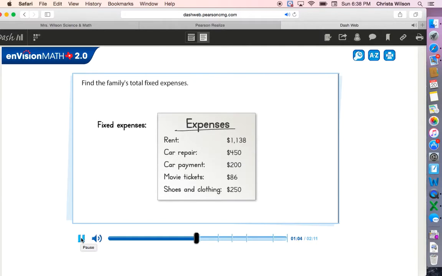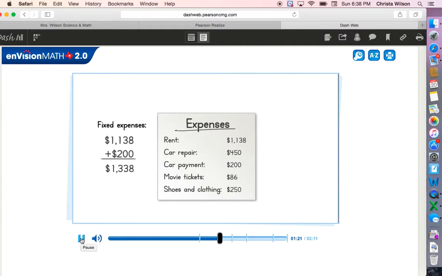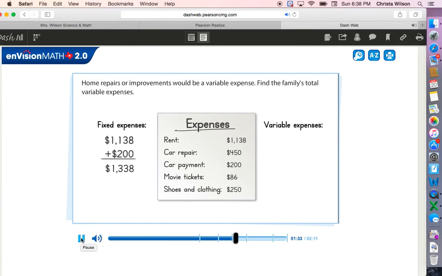Find the family's total fixed expenses. Rent and car payment are fixed expenses. Jamal's family had $1,338 in fixed expenses. Why is rent a fixed expense? Rent must be paid regularly. When might some of the costs for a home be considered variable expenses? Home repairs or improvements would be a variable expense.